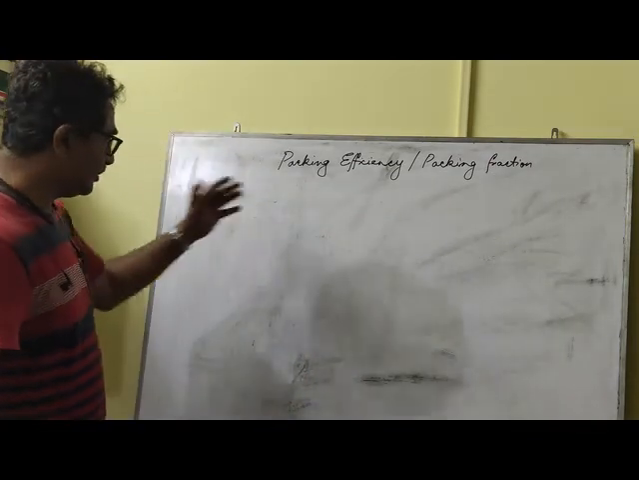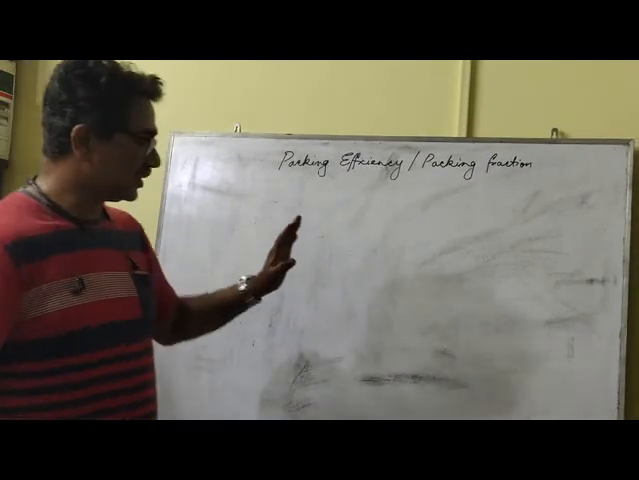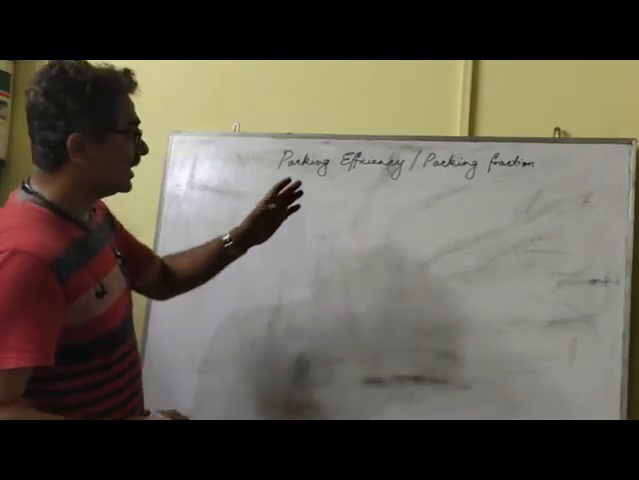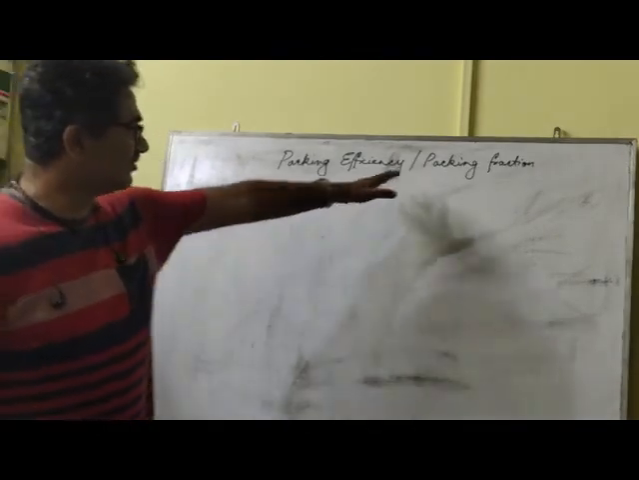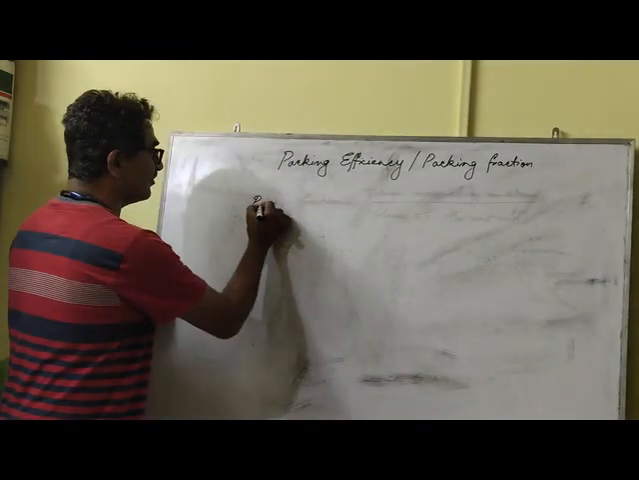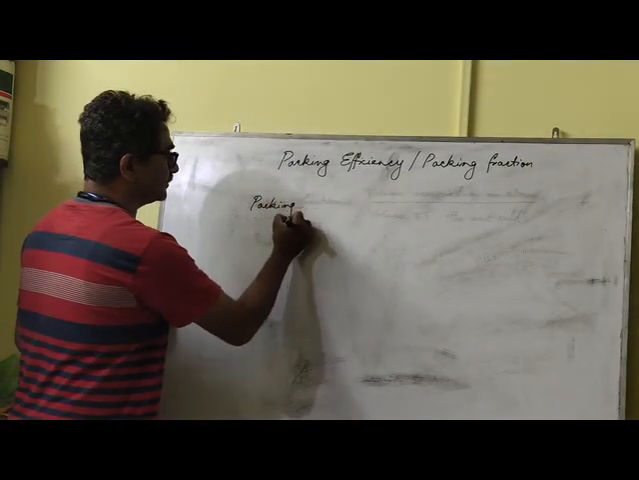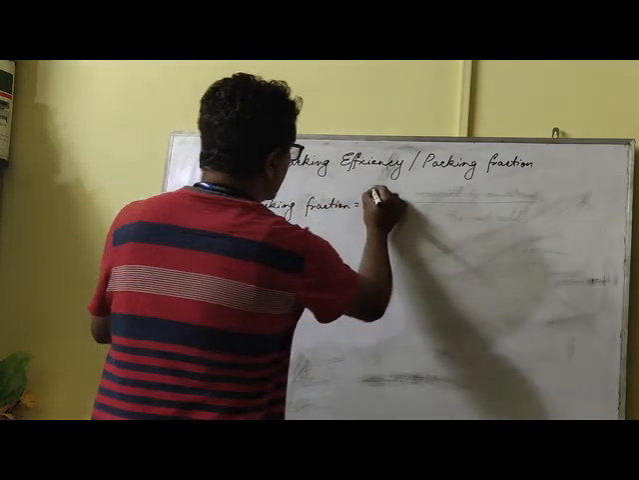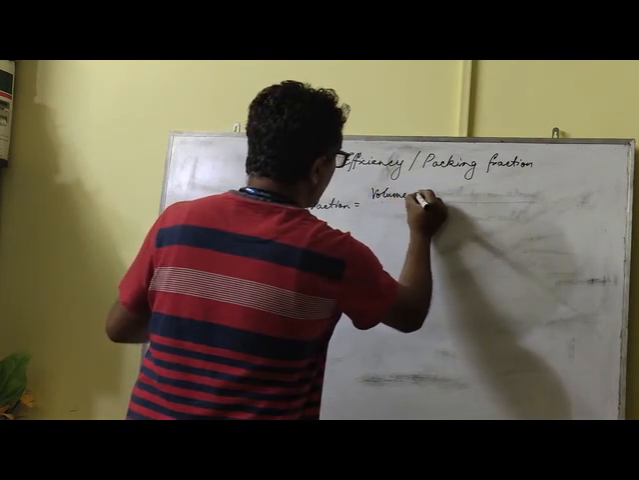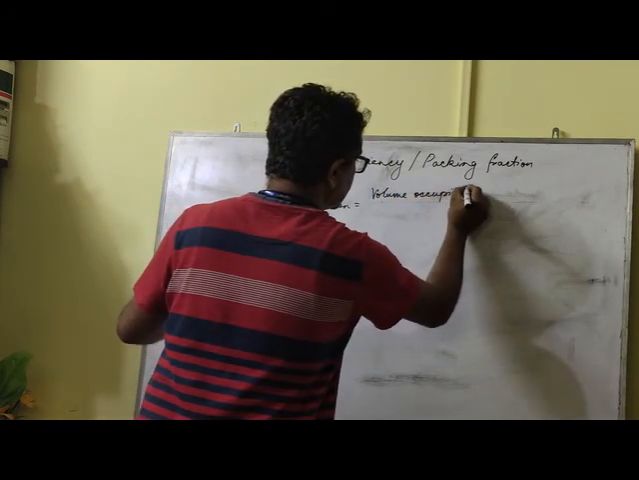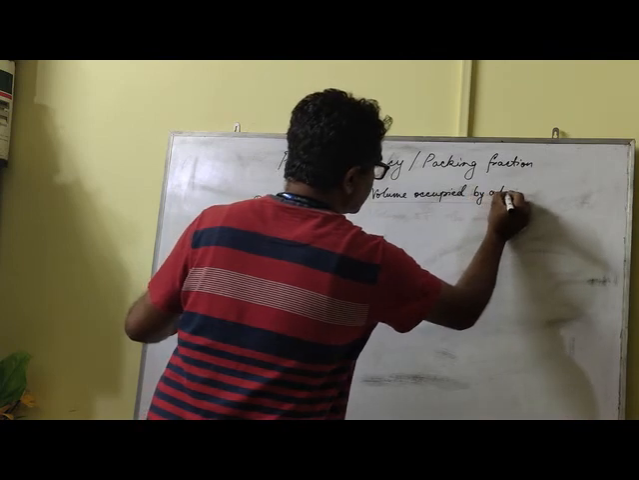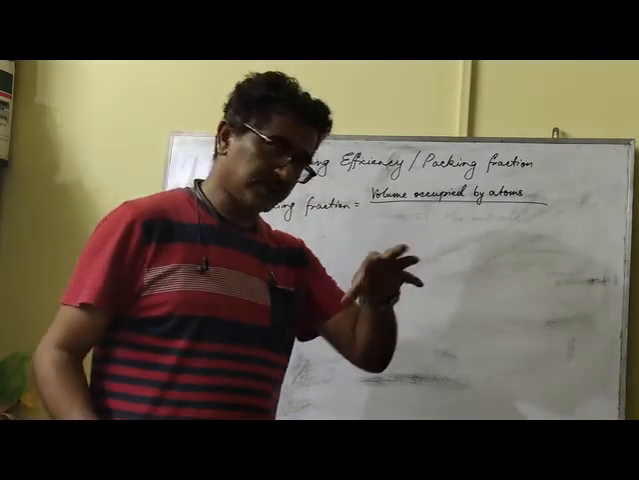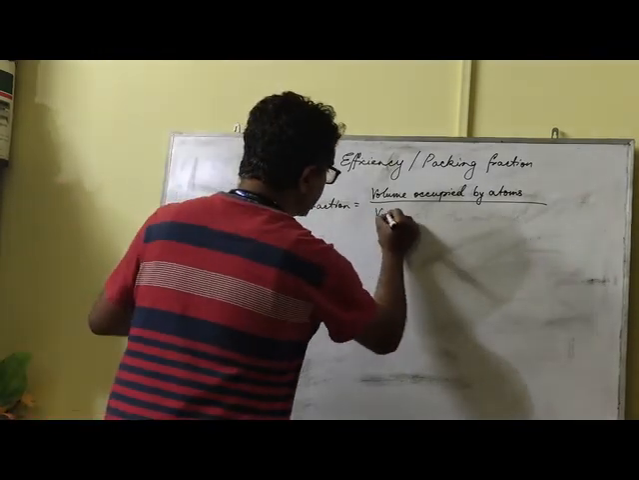Before getting deeper into this, we are going to learn the formula for packing efficiency. Before that, we are going to learn about packing fraction first. Packing fraction is equal to volume occupied by atoms. So the volume occupied by atoms inside the unit cell divided by volume of the unit cell.